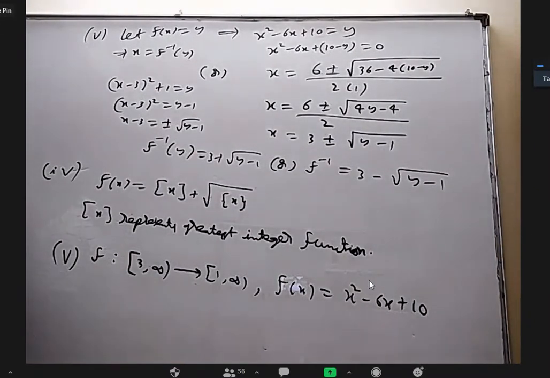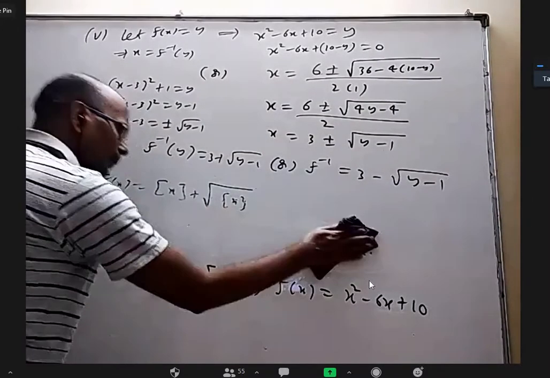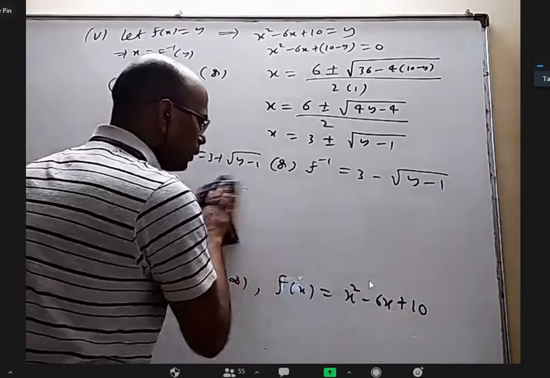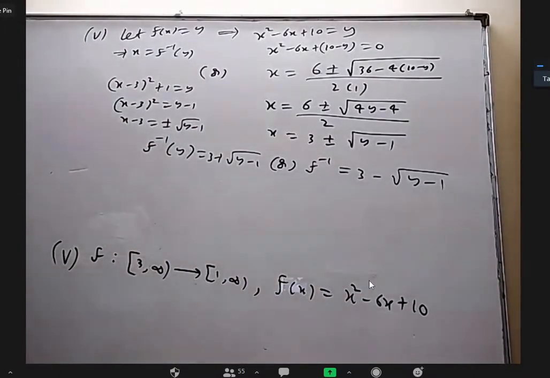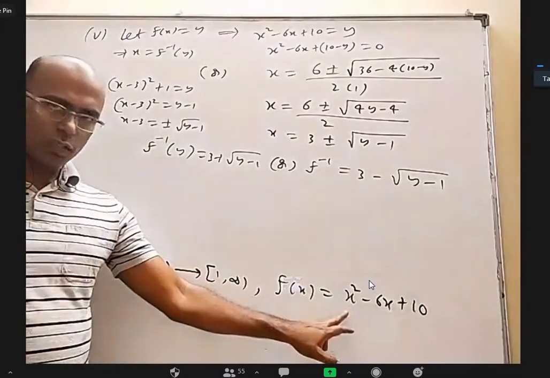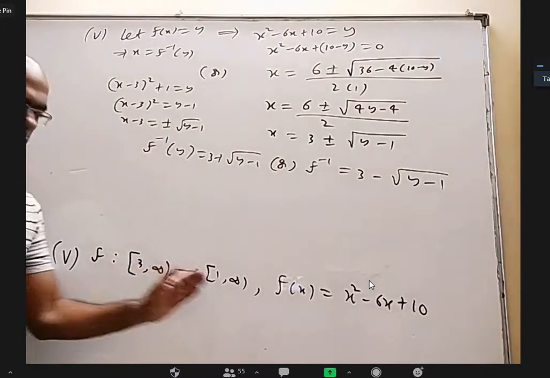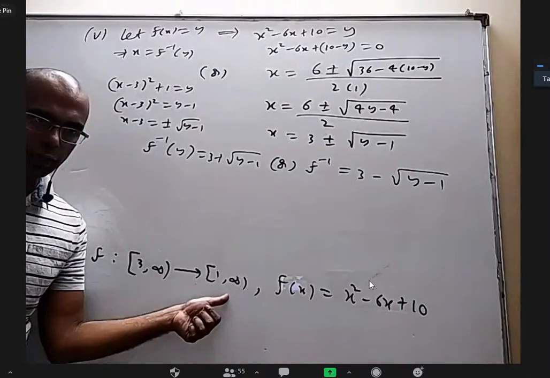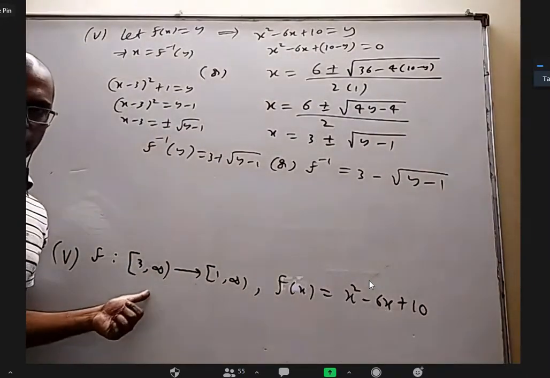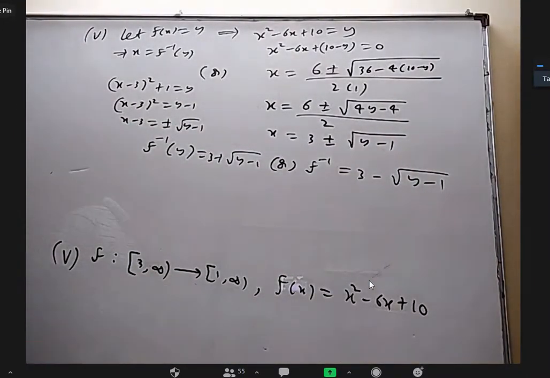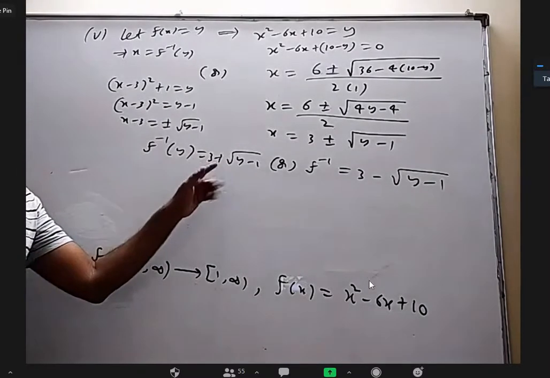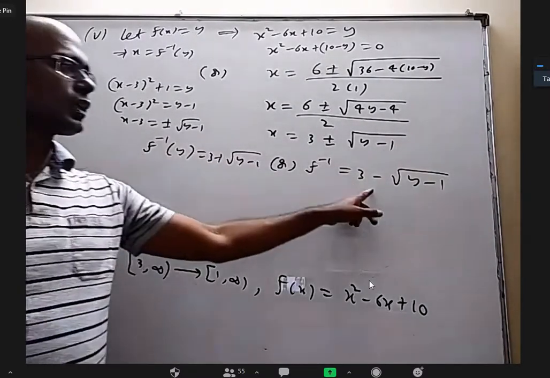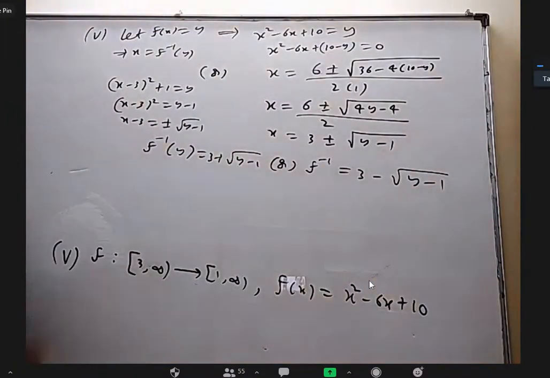Why is one coming, and why? Which one should I choose? I'll tell you. For this original function, we have a domain and codomain or range. For the inverse function, this should be the domain and this should be the range, right? Now tell me, this one will have range 3 to infinity, or this one will have range 3 to infinity, out of the two?